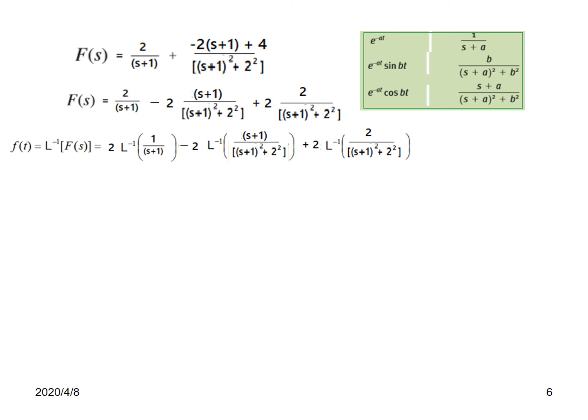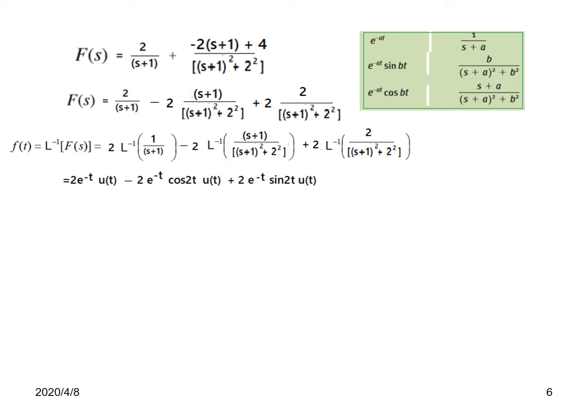So now we go to the time domain, trying to find f(t), the Laplace inverse of F(s), so the Laplace inverse of this one, and this one. And with the help of the table, now we can write the values. Minus 2 e^(-t) u(t), the first one.